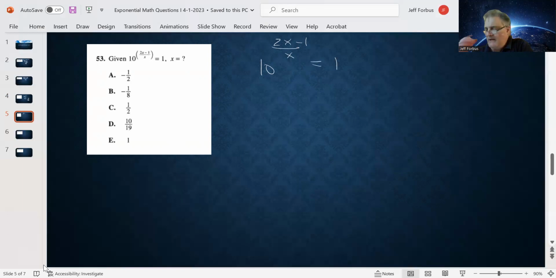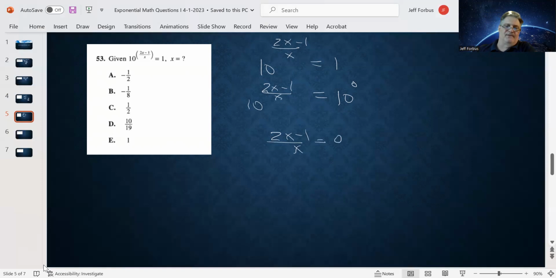Now, how can I rewrite 1 mathematically legally? So I can rewrite it by saying 10 to the 0 power, because 10 to the 0 power is 1. But notice it puts 1 in the base of 10, which matches the other side. And when we do that, we are then permitted by the rules of mathematics to pull the exponents out and make an equation out of them. So we get 2x minus 1 over x is equal to 0.